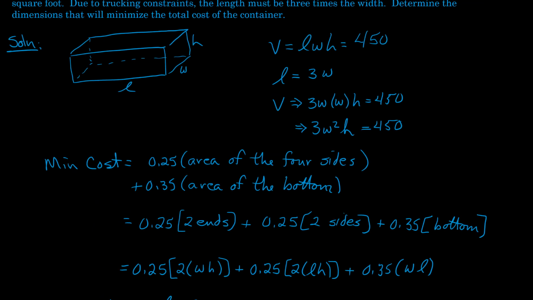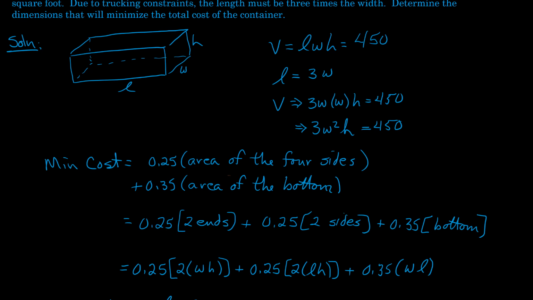When we look at this, we have 4 sides: 2 sides and 2 ends. Remember, the cost for the material for each of these 4 panels is 25 cents per square foot. So we're going to do 25 cents per square foot times the total area of the 4 sides. The bottom, the piece that's getting shaded in there, costs 35 cents per square foot. So we're going to do the area of the bottom times the 35.